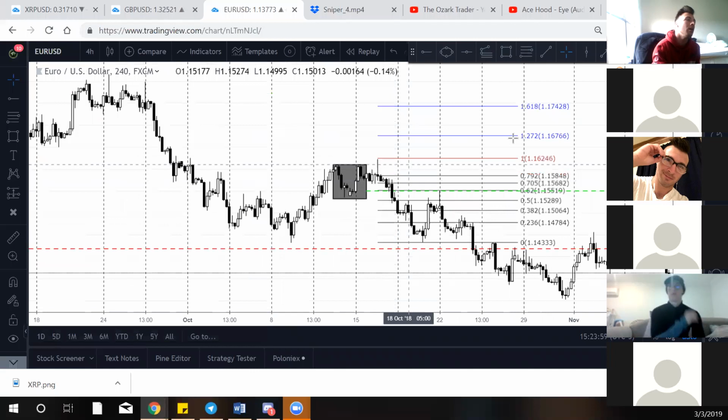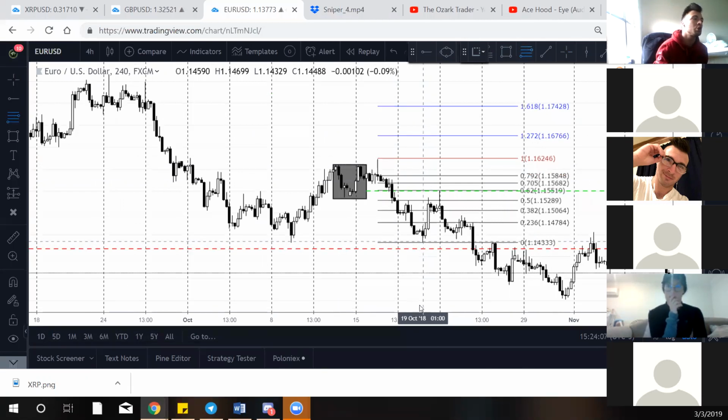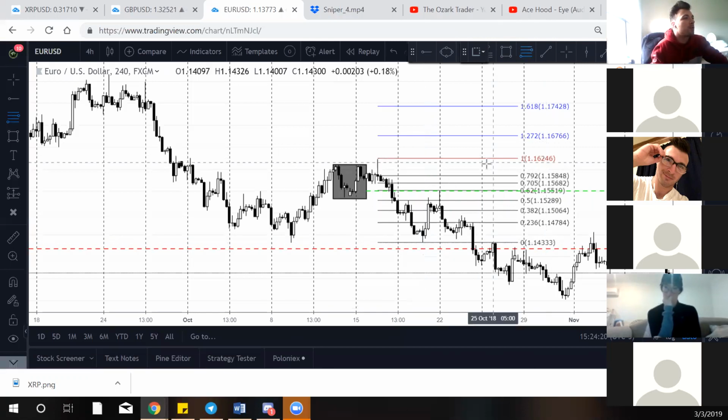All right, so here's how we're going to determine our targets, guys. You ready for this? Take some notes. We're going to go from this swing right here, okay? Notice that I have the 1.272 and a 1.618 on my Fibonacci, in blue. Blue is the target, obviously, and our stop is going to be right here at the red.